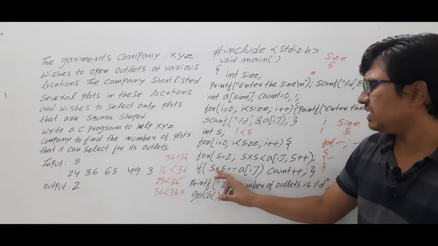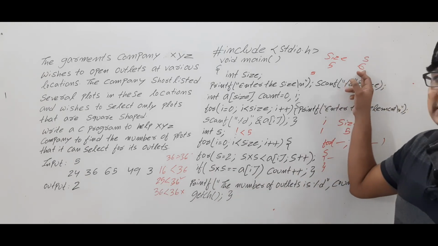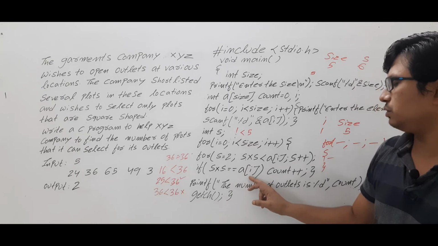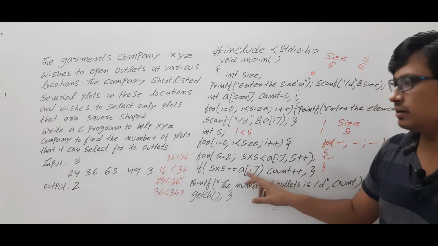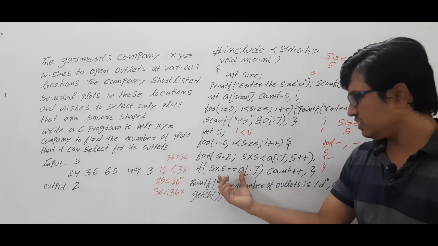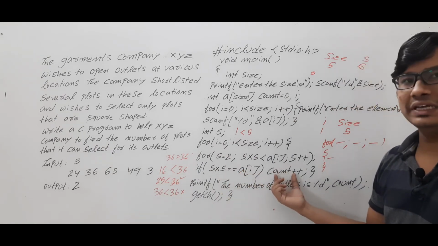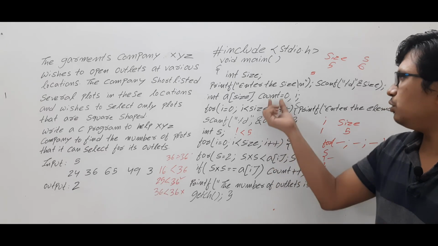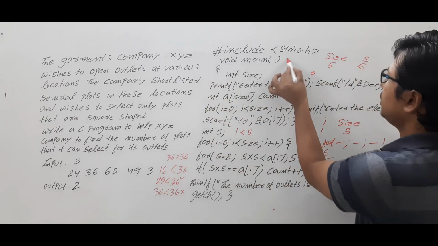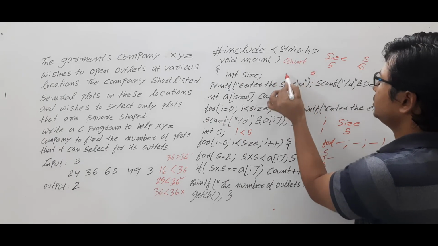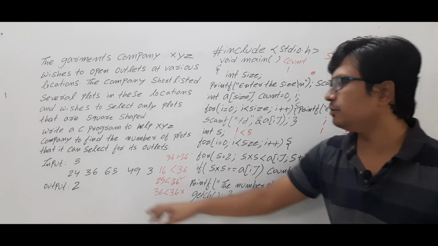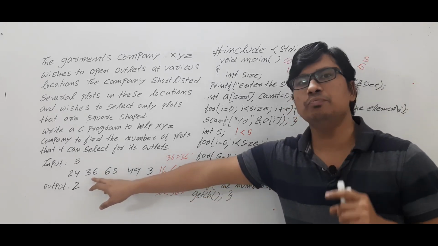Now, if s into s, s value is how much? 6. 6 into 6 is 36 is equal to a of 1. a of 1 is 36. Yes, 36 is equal to 36. If this condition is true, you have to increment the count variable. Count is initially 0. Let me write here somewhere. Count variable is initially 0. Count plus plus, it will become 1. Okay, so we have found till now one perfect square.